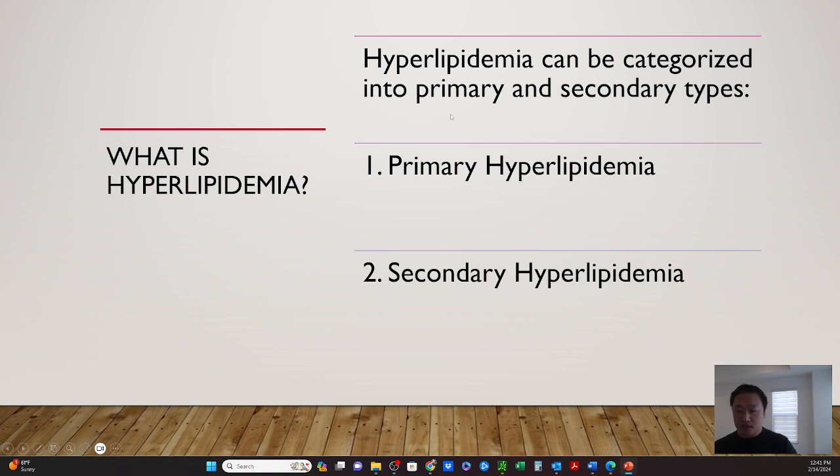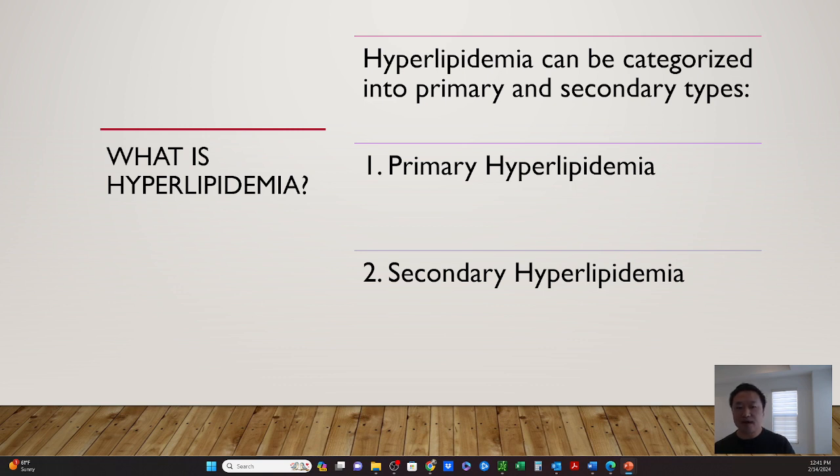So when people talk about hyperlipidemia, it can be categorized into primary and secondary types. The primary type is often due to genetic factors and is typically seen in conditions such as familial hypercholesterolemia. In primary hyperlipidemia, the body may produce too much cholesterol or have difficulty processing it efficiently, leading to an elevated level in the blood.